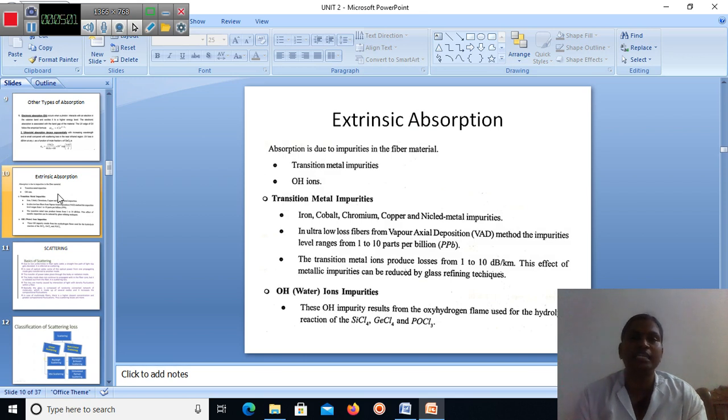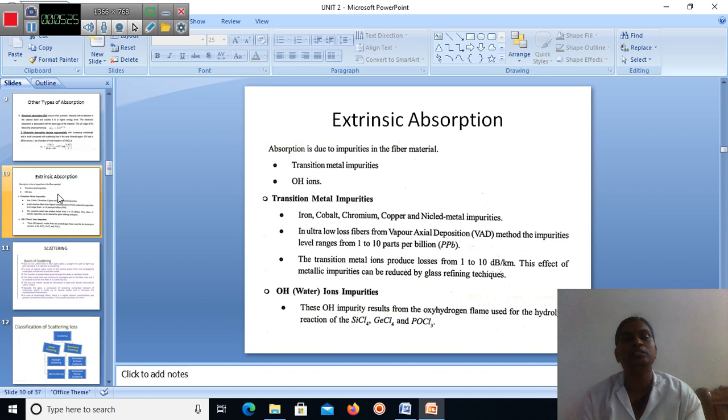Next is extrinsic absorption. Here this absorption is due to the impurities in the fiber material. One is transition metal impurities, and one more is OH ions in the atoms. Transition metal impurities are iron, cobalt, chromium, copper, nickel, and lead.